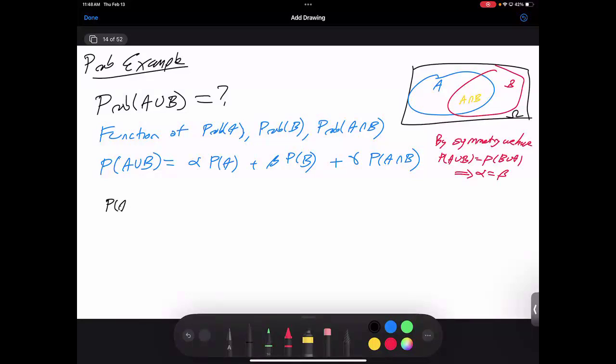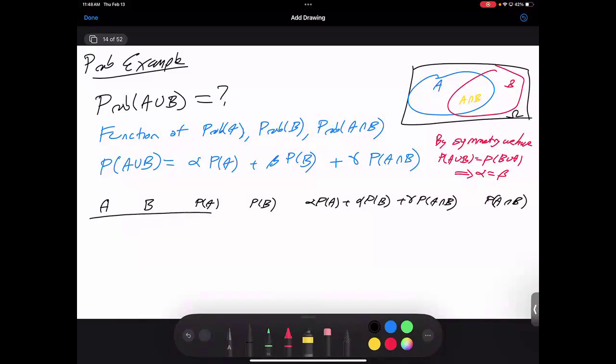Here is the probability of A. Oh, sorry, let's do it this way. Here is A, here's B, probability of A, probability of B, and then alpha probability of A plus alpha probability of B plus gamma probability of A intersect B, and then the probability of A union B. So the hope is that if you choose good items for B as a function of A, we should be able to compute everything. So what's a good choice for B?